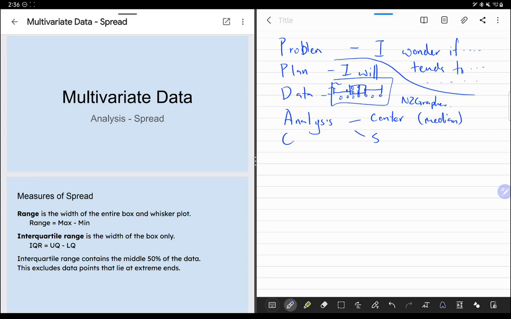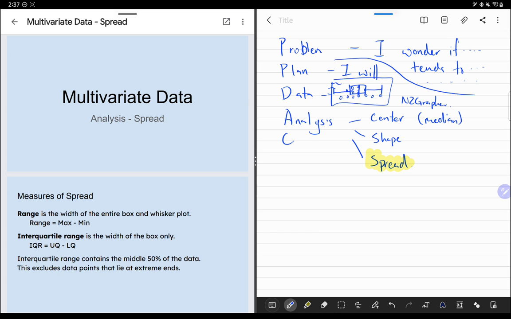Then the next one was shape of the distribution. So was it a normal distribution? Is it left skewed? Is it right skewed? And you'll write that sentence about shape. And then the one we're doing at the moment is spread. And this is where we're at this week.